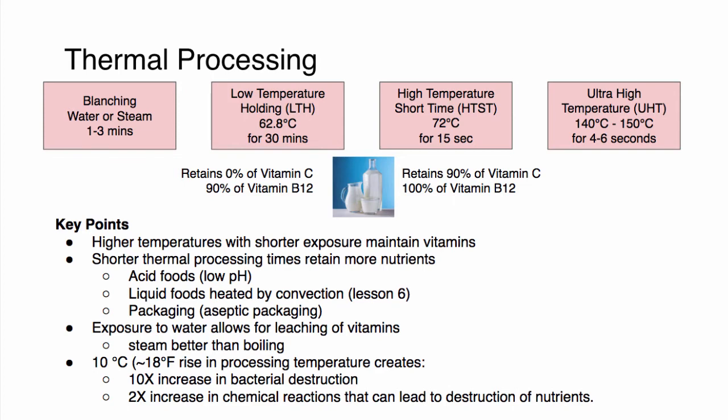And we can lower that processing time for all of the same reasons that we talked about in lesson 6. Acidic foods need less exposure to heat, right? Because we don't have certain microorganisms growing in acidic foods. If we look at liquid foods, they're heated by convection, which is much faster than conduction, so we can again lower the amount of time that foods are exposed to heat and retain more nutrients.